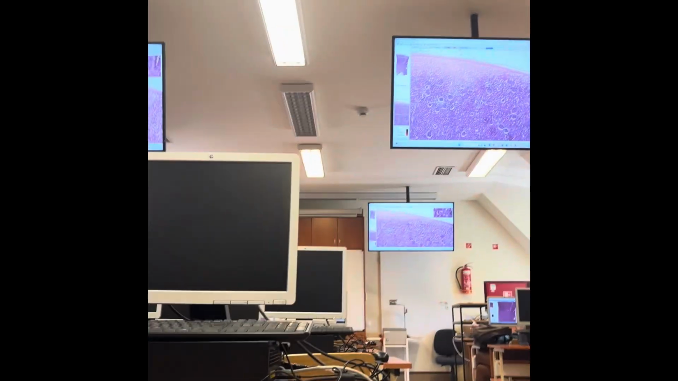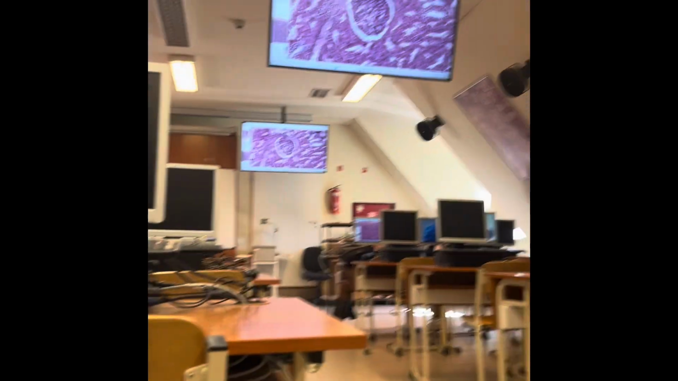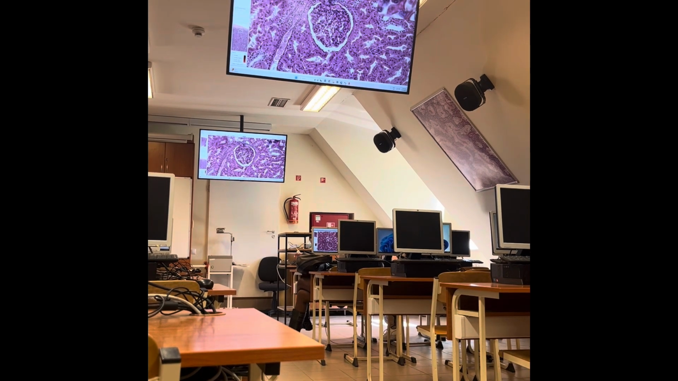Let's find then the renal corpuscle. This one is where you can see the two poles of the renal corpuscle. That is the first part of the nephron. The vascular pole you can see here. The vas afferent is visible, the vas efferent is not so obvious.